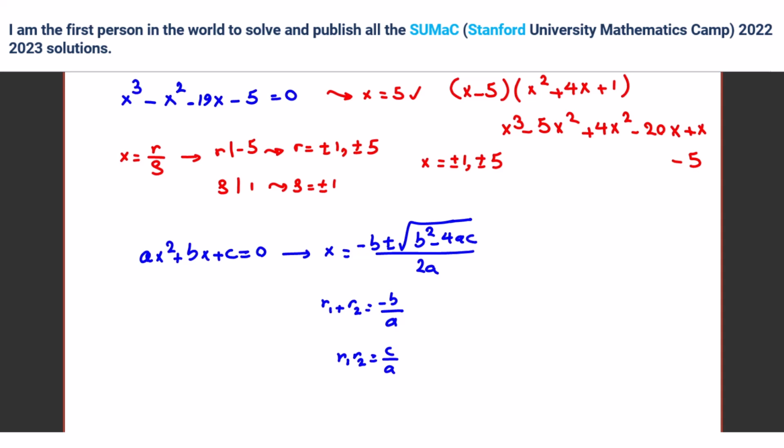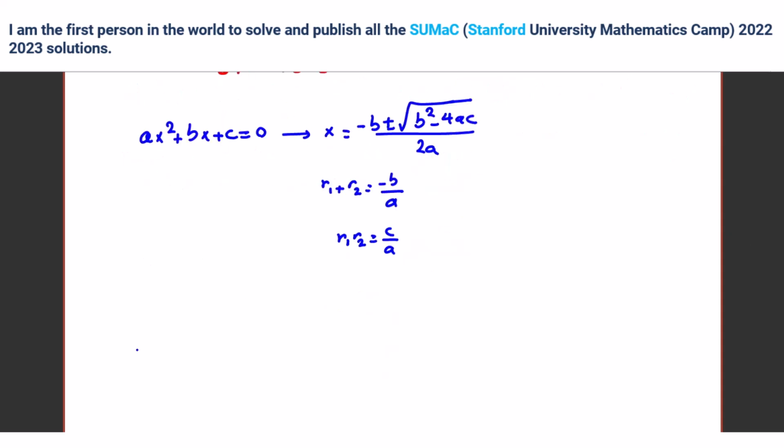Let me ask you this one. Can you tell me sine p plus sine q is what? Two times sine of (p plus q) over 2, times cos of (p minus q) over 2. Good.